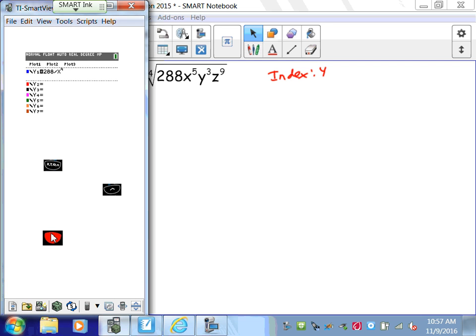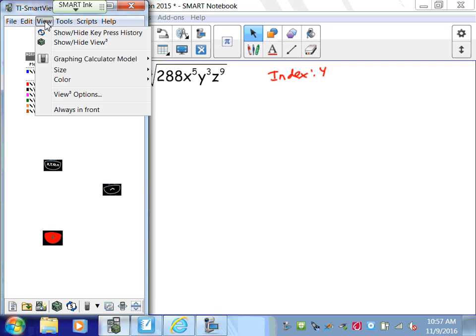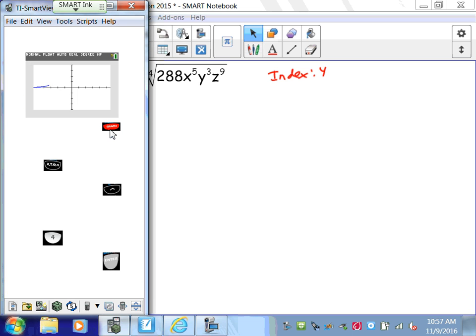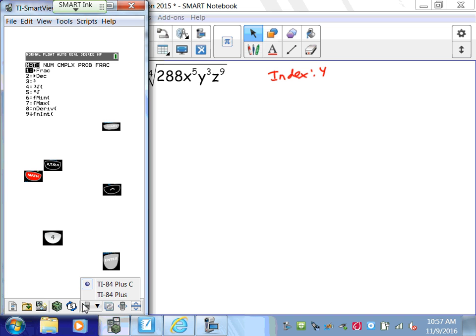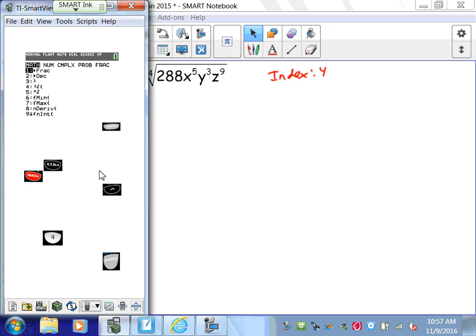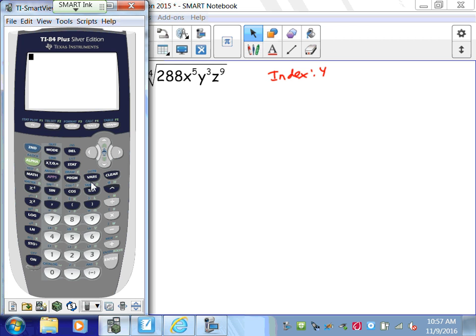All right. Enter. There it is. So how about if I hit graph? Oh, nope. Why are you doing this to me? What did I do? Not math. Gosh darn technology.